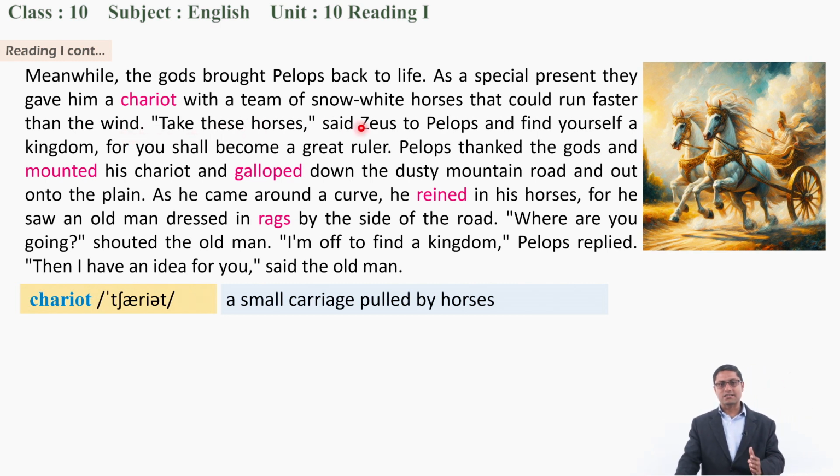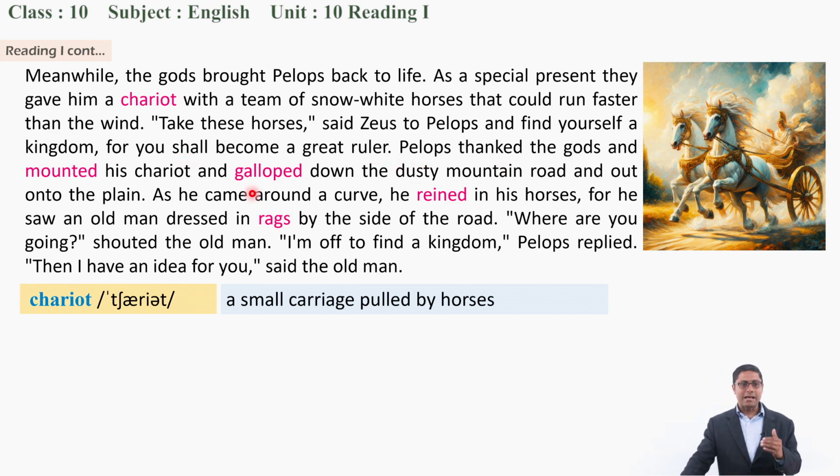"Take these horses," said Zeus to Pelops, "and find yourself a kingdom, for you shall become a great ruler." See there, Zeus also gave him a blessing that if he could find a kingdom, he could be a great ruler.